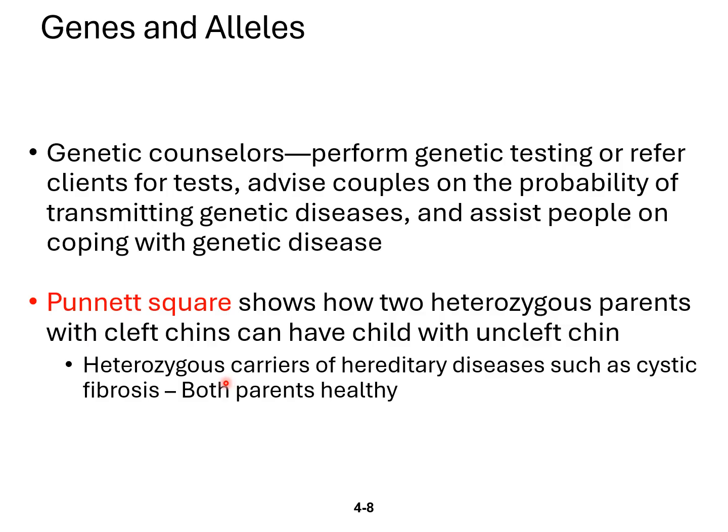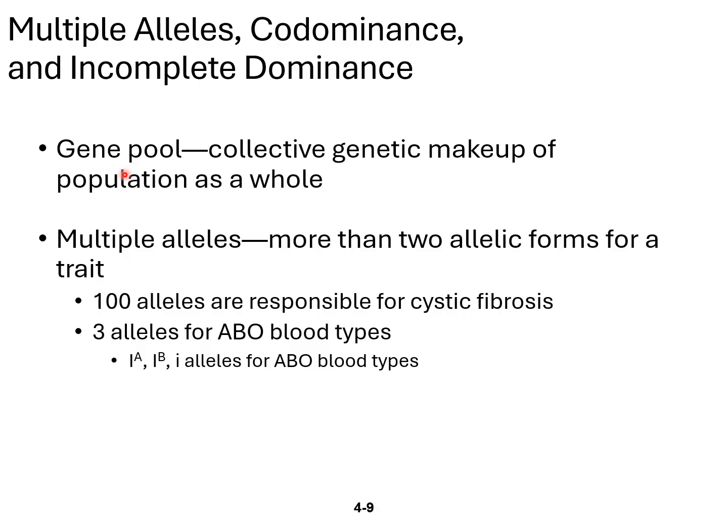And when you look at it, this is just looking at one different thing. So this is looking at cleft chin, eye color. We looked at the pea plant. So this is one specific trait, and there are thousands of different traits you're passed on from parents. So it becomes very difficult, and even for some genetic counselors, it's difficult to look at all of the different things in your genetic code. And that whole genetic code is called your gene pool. So it's the collective genetic makeup of a population as a whole.